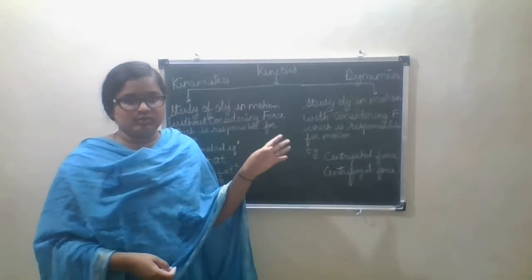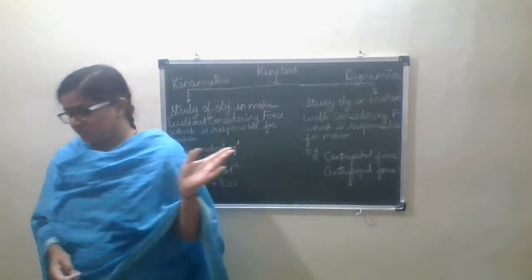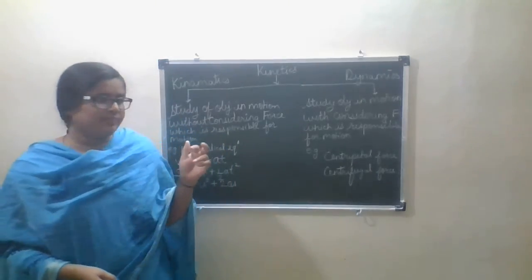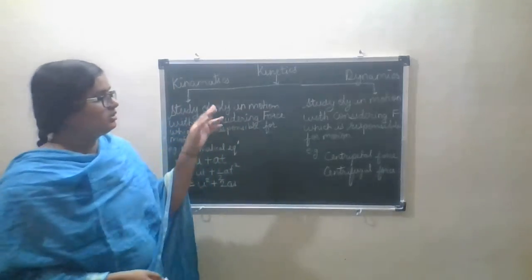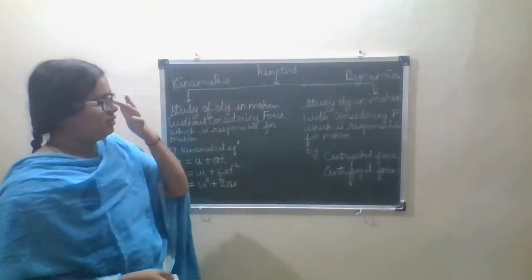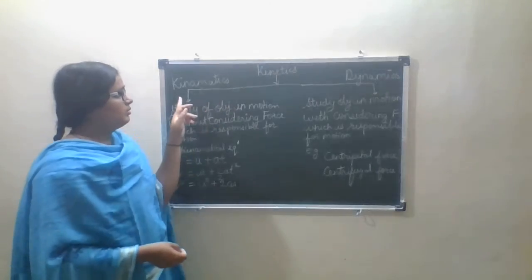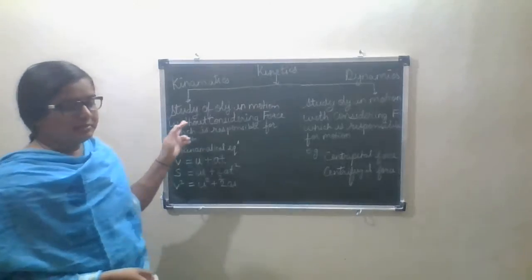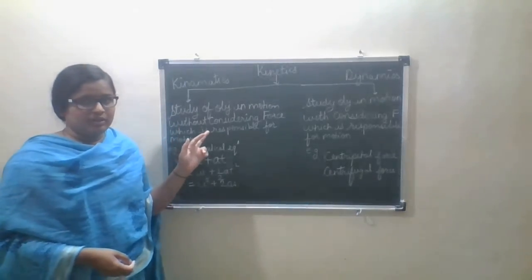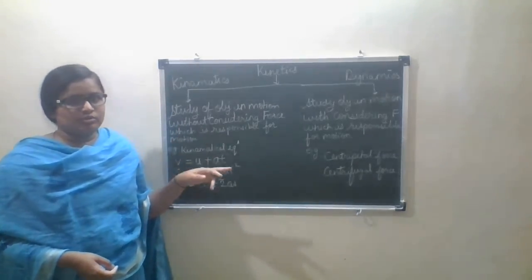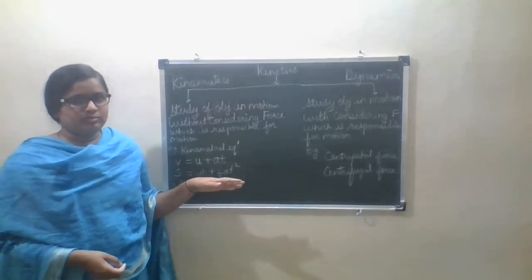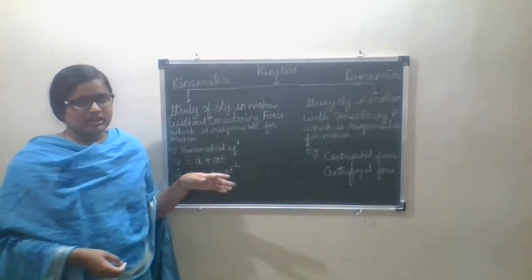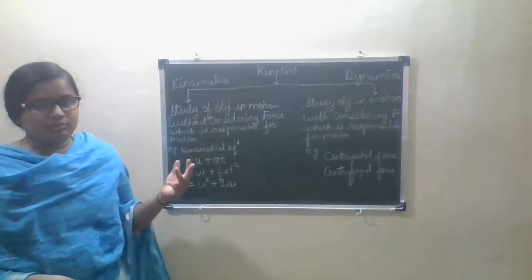First, mechanics was divided into statics and kinetics, and now kinetics is again divided into kinematics and dynamics. What is kinematics? Kinematics is the study of an object without considering the force which is responsible for the motion. Example is the kinematical equations. What are the kinematical equations? Three kinematical equations are there.